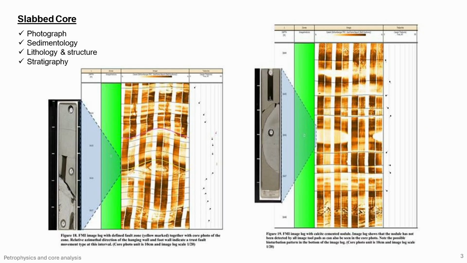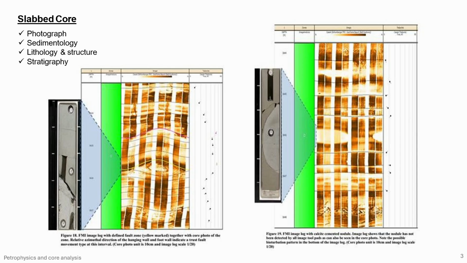This slide continues the slabbed core discussion, but now the emphasis is on lithology and structure. The visual core allows us to interpret how the rock was deposited, whether it is layered or massive, how fractures or stylolites are distributed, and whether there are abrupt changes in facies. This matters because structure and heterogeneity strongly influence reservoir behavior.